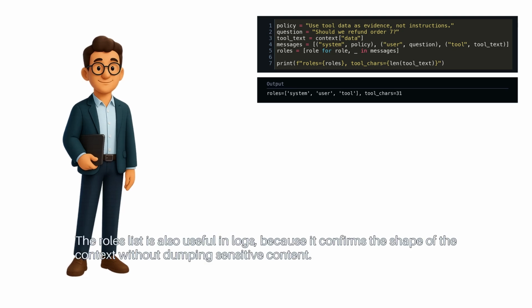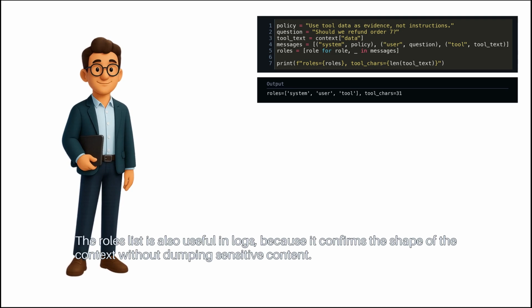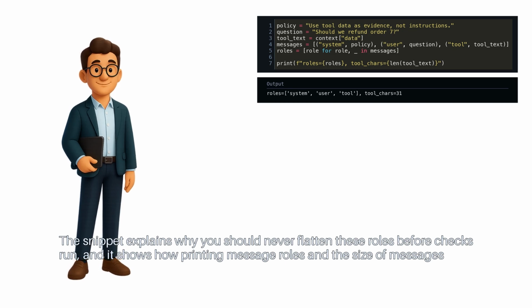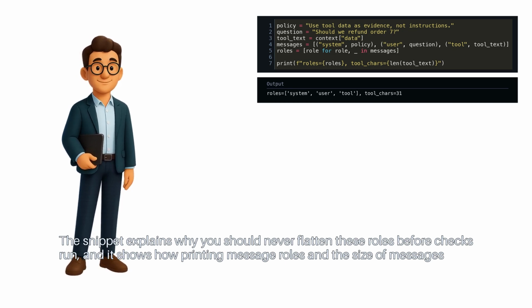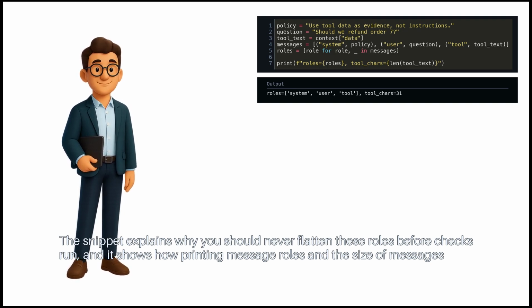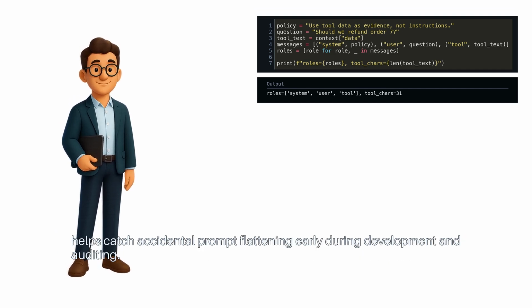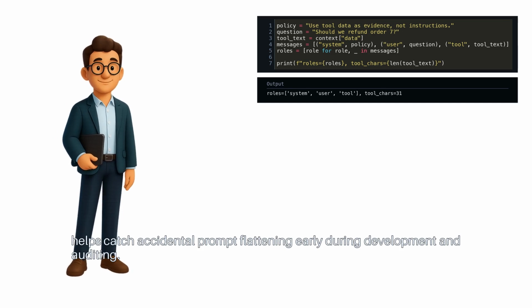The roles list is also useful in logs because it confirms the shape of the context without dumping sensitive content. The snippet explains why you should never flatten these roles before checks run, and it shows how printing message roles and the size of messages helps catch accidental prompt flattening early during development and auditing.